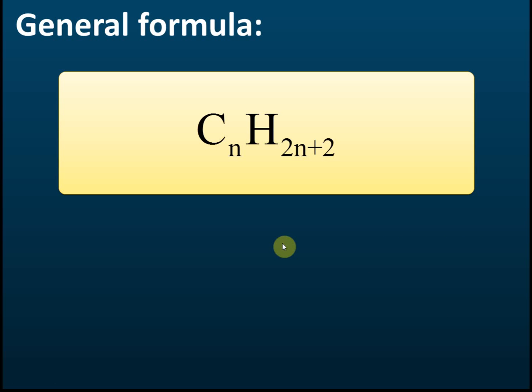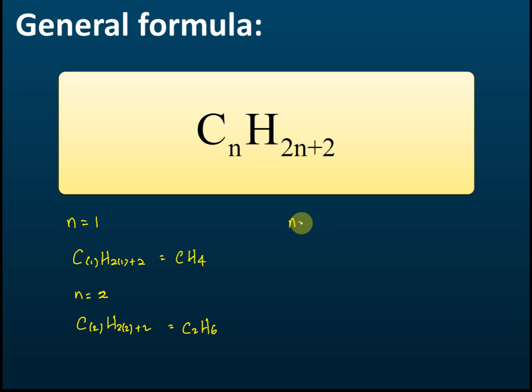The general formula of alkanes. The general formula of alkanes is CnH2n+2. For example, if n equals 1, which means it only has one carbon, then the formula of the alkane will be C1H(2 times 1 plus 2), and then the formula is CH4. So this is the first alkane. If n equals 2, then the formula becomes C2 H(2 times 2 plus 2). So the formula equals C2H6.